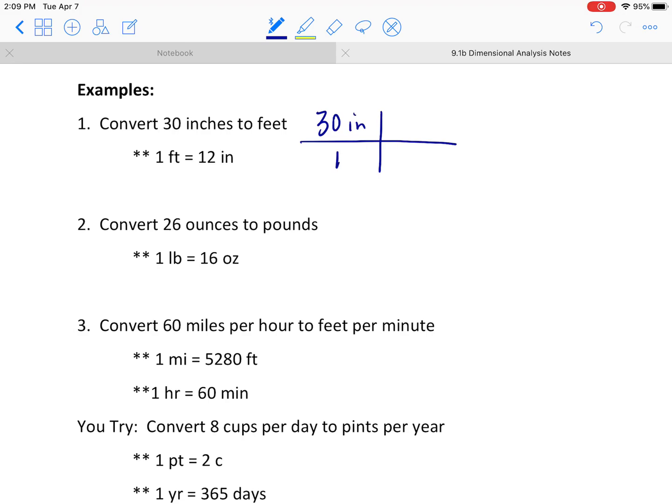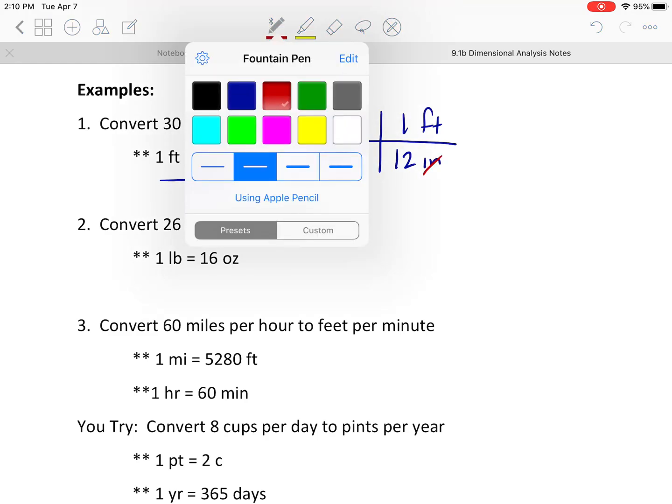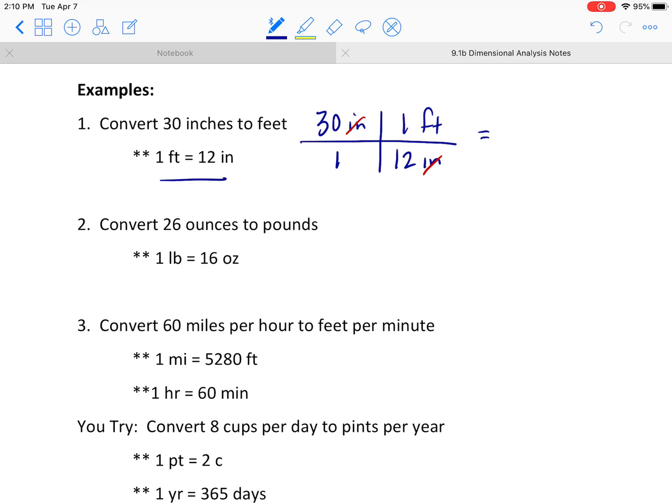I'm going to make a little t out of this, which just represents fraction 1 and fraction 2. Okay? So we're given 30 inches. So 30 inches is going to go here. Since that's all we're given, I'm just going to put a 1 in that blank spot. And then we're trying to get to feet. And here's where we have to put in column 2, the unit fraction. So I want to put the 12 inches here. And I want to put the 1 foot here. That way I can get these inches to cancel.